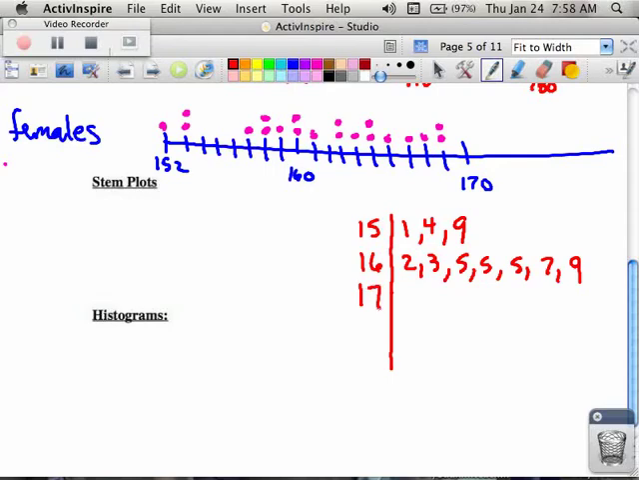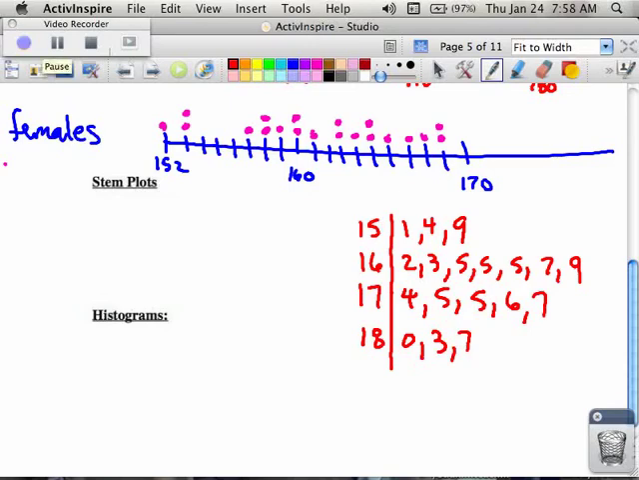For the 170s, 174, 175, 176, and 177. 275s. And then for the 180s, 180, 183, 187. Yep. Does that look right?